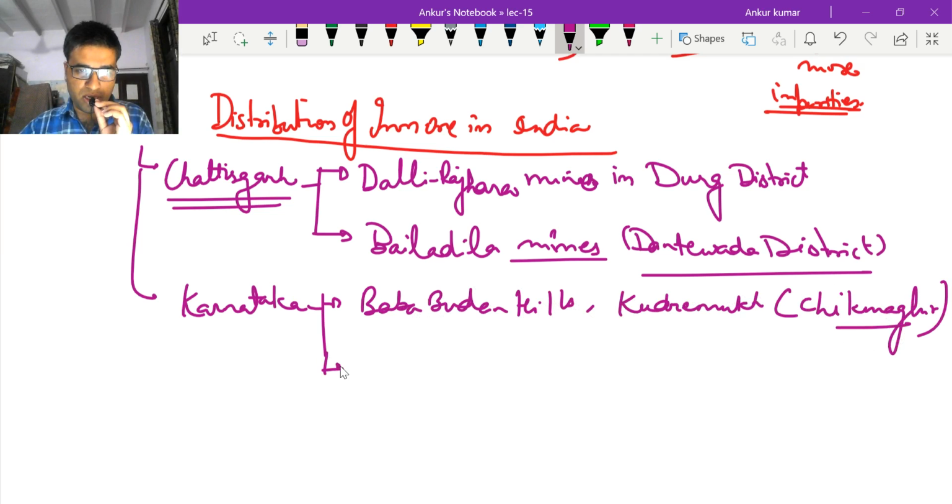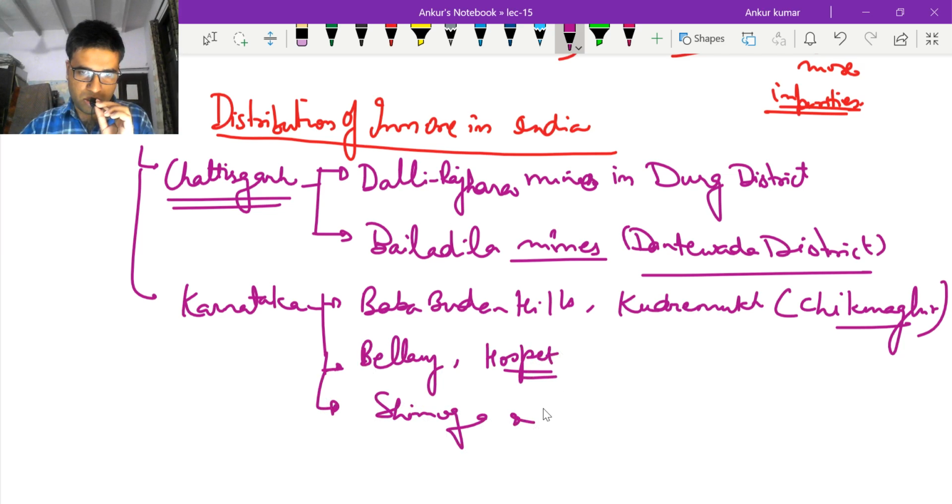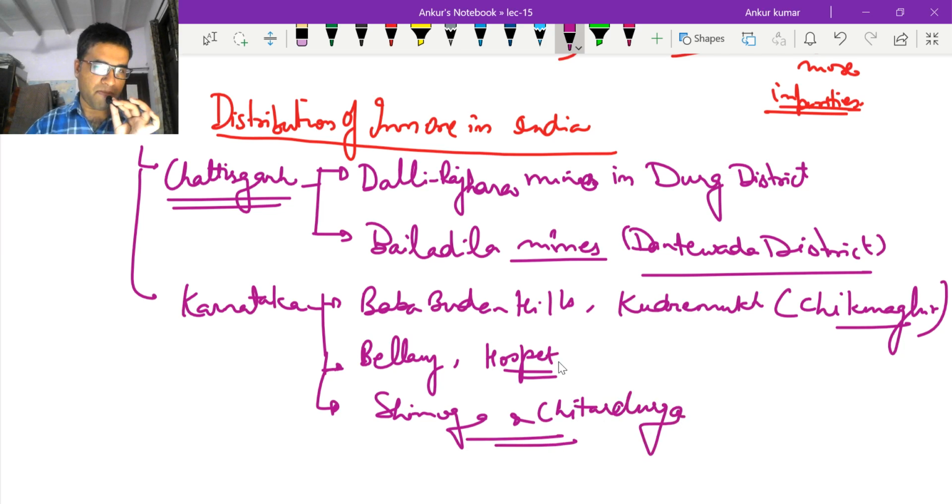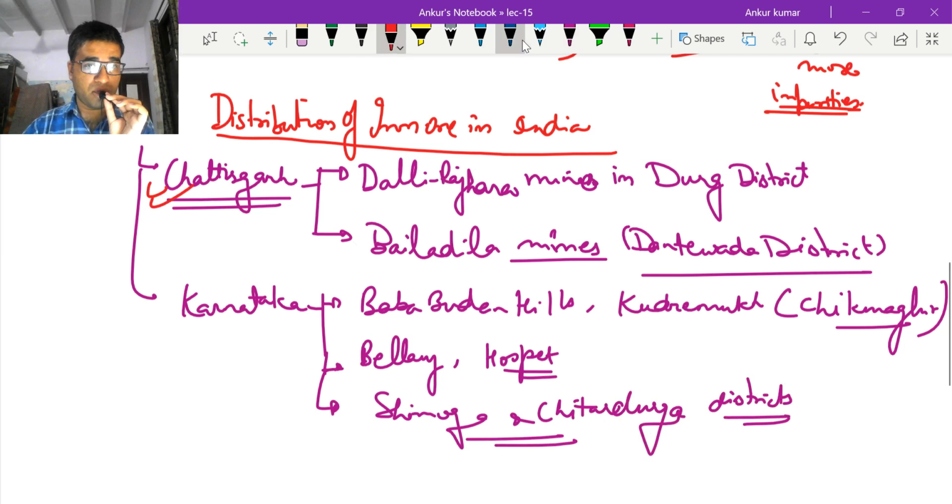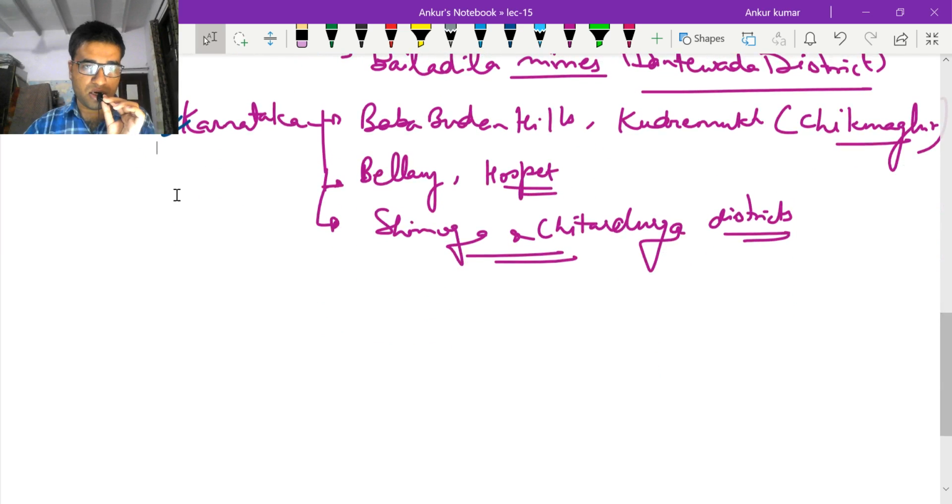The second important area in Karnataka is the Bellary Hospet region, in the northeast of Karnataka. The third important area in Karnataka is Shimoga and Chitradurga. These are district names actually, Shimoga and Chitradurga districts. So we have done the areas in Chhattisgarh where iron ore is mined, and the second one that we did is Karnataka. Moving on to the third state, again an important one, Jharkhand.